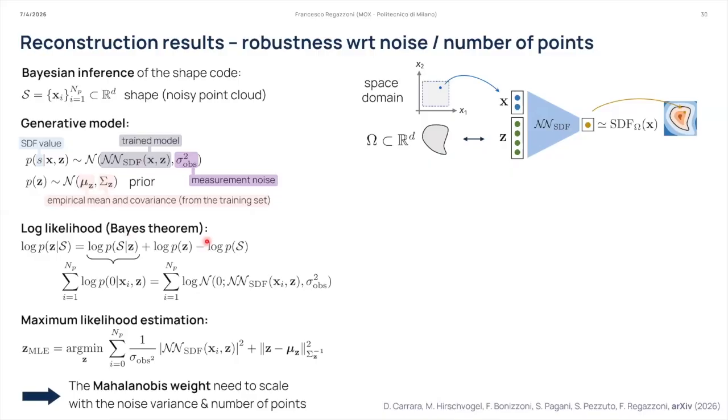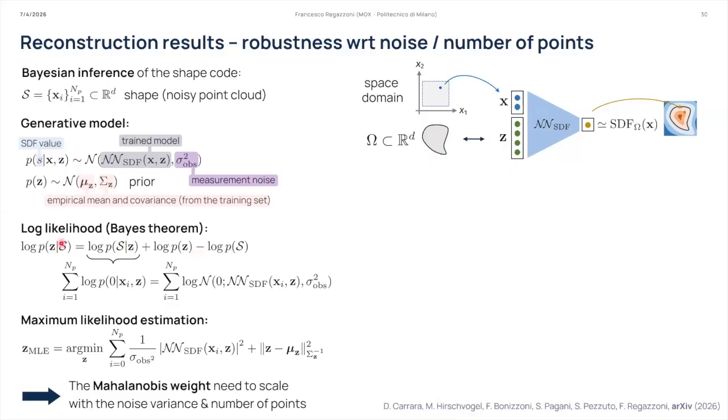And then by the Bayes theorem, the log likelihood of having a given shape code given a shape can be written as the sum of the log probability of observing 0 signed distance function at that point, and this is given by the shape model, plus the log probability of the prior, and then a term that does not depend on the shape code.